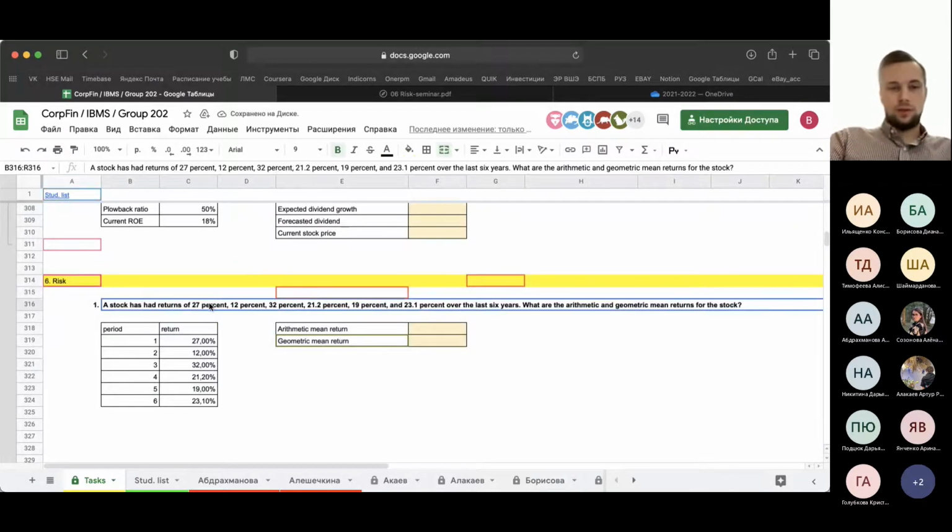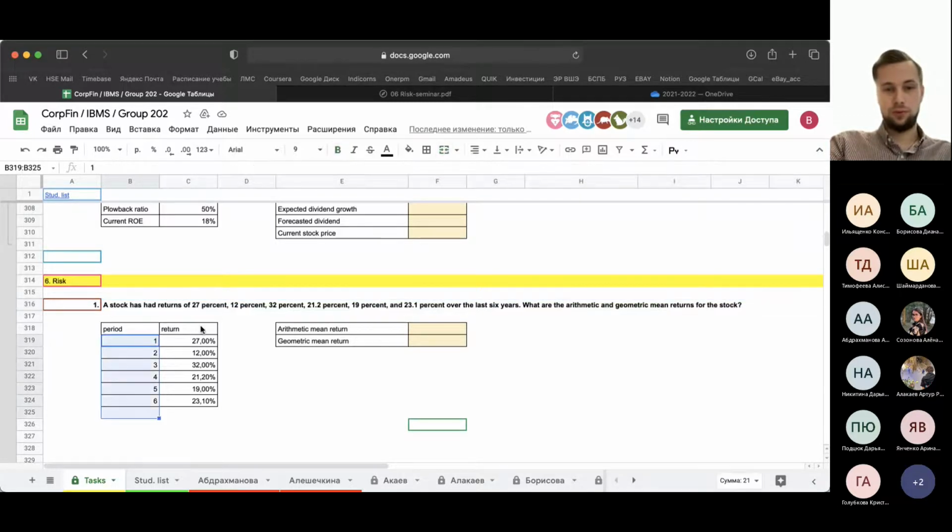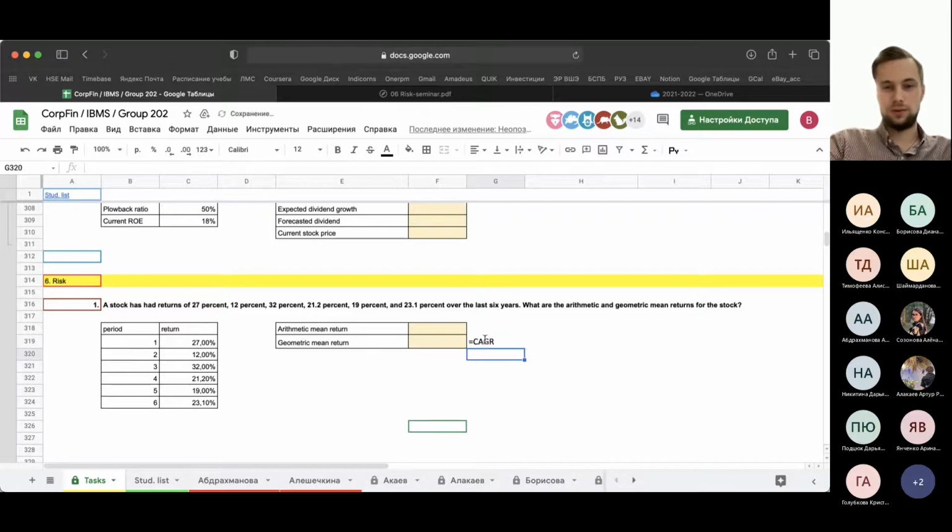Well, okay, so the first task is about some stock, which has historical data about the returns. And the returns for periods 1 till 6 were the following: 27, 12, and etc. in percent. So let's start with a very simple task and calculate the arithmetic mean return and the geometric mean return, which is actually, I can help you a little bit, which is actually equal to CAGR. Yes, in this case, if we talk about years.